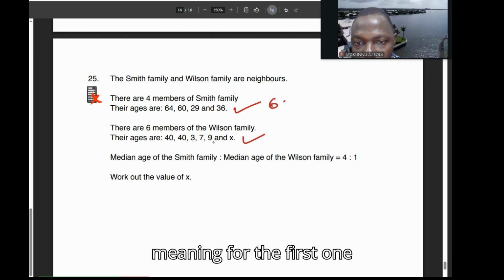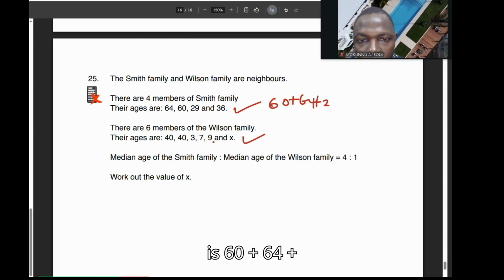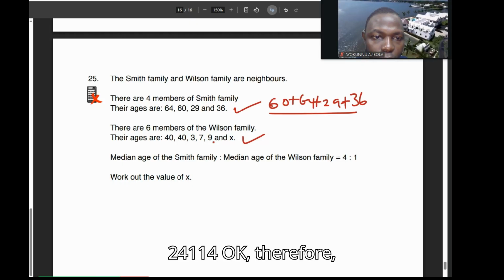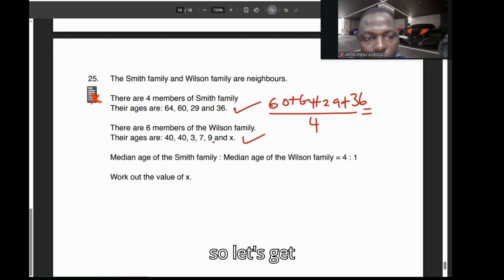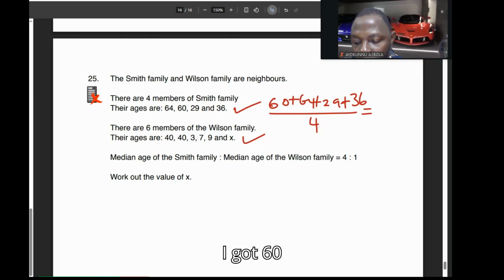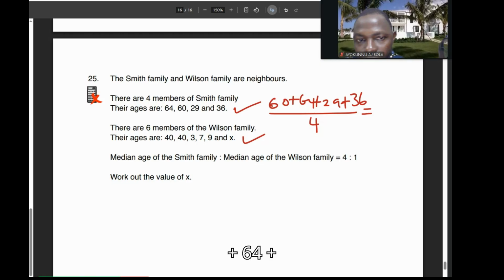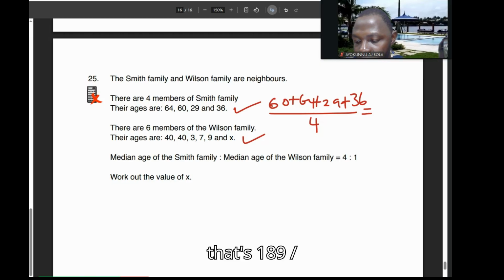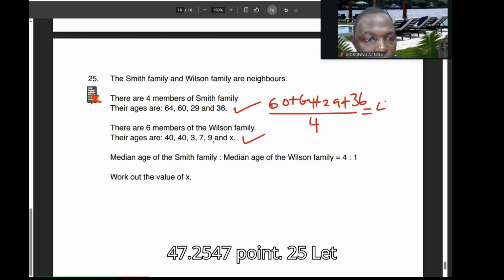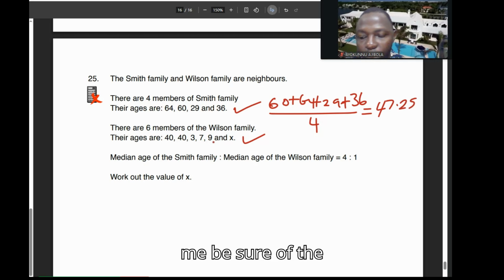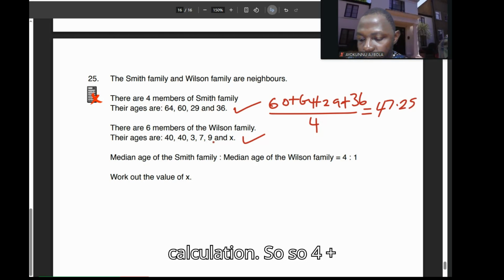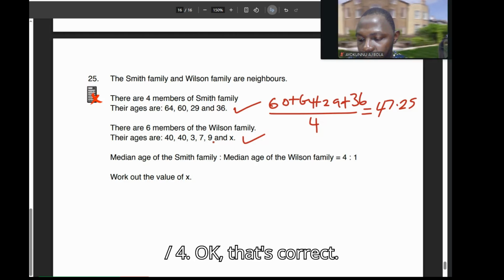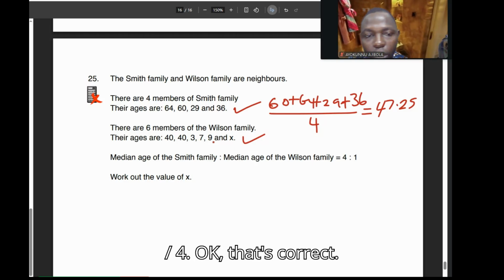All we need to do is to get the mean for the two. Mean for the first one is 60 plus 64 plus 29 plus 36 all over 4. Okay, there are 4. So I got 60 plus 64 plus 29 and 36. That's 189 divided by 4. I got 47.25. Let me be sure of the calculation. So 64 plus 60 plus 29 plus 36. 189 divided by 4. Okay, that's correct.